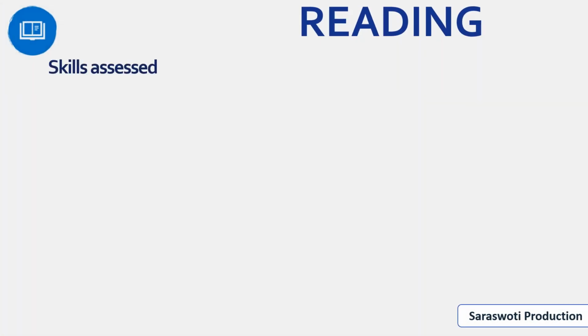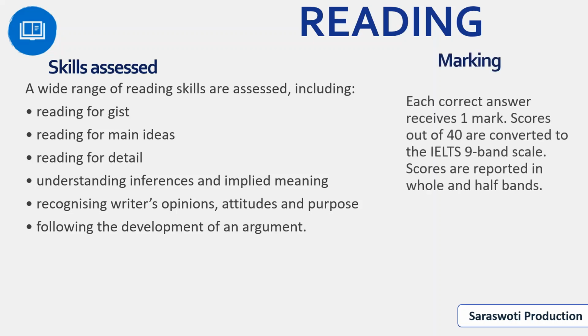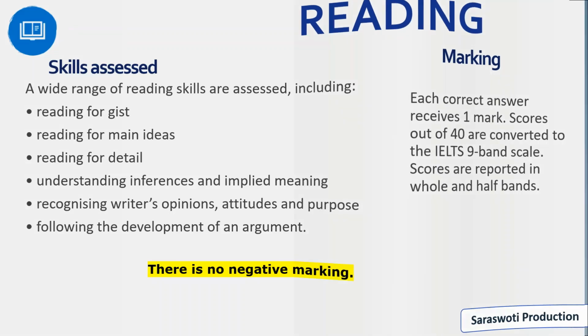Skills assessed. A wide range of reading skills are assessed, including reading for gist, reading for main ideas, reading for detail, understanding inference and implied meaning, recognizing writer's opinion, attitudes, and purpose, and following the development of an argument. Marking. Each correct answer receives 1 mark. Scores out of 40 are converted to the IELTS 9-band scale. The scores are reported in whole and half bands.